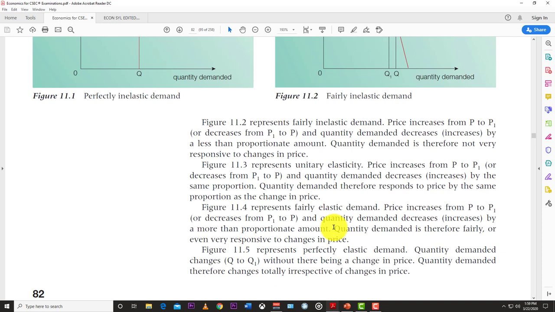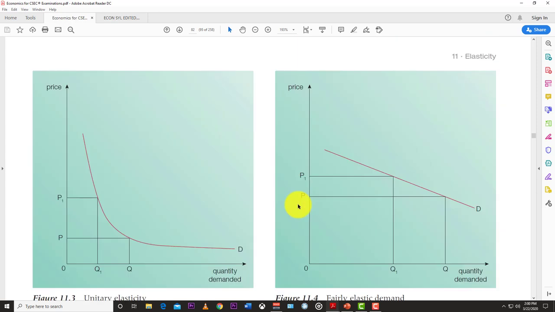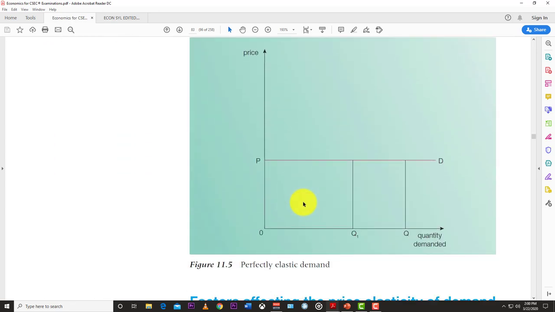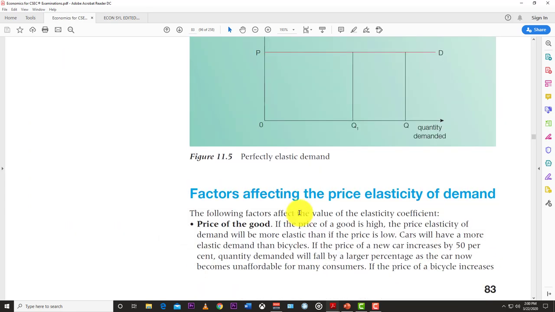All right, good. So let's see why certain things have inelastic demand, whereas some have elastic demand. Let's see exactly why. We're going to look at some of the factors that affect price elasticity of demand. First one, the price of the good. If the price of a good is high, the price elasticity of demand will be more elastic than if the price is low. Meaning that if the price of a good is high, people are going to run and go elsewhere.